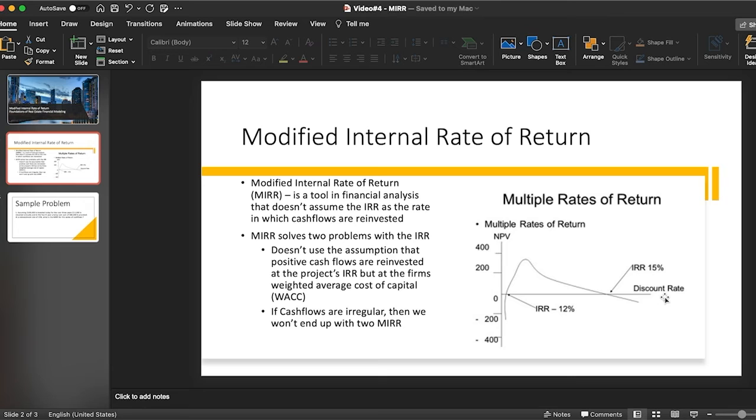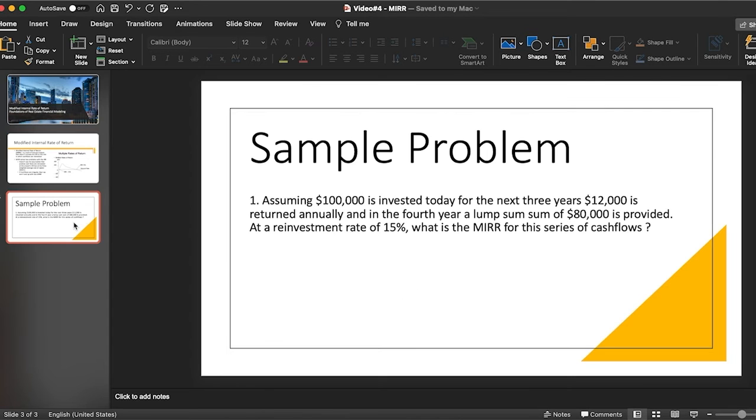So with that, guys, we're just going to jump into the sample problem for today. Assuming $100,000 is invested today, for the next 3 years, $12,000 is returned annually, and in the 4th year, a lump sum of $80,000 is provided. At a reinvestment rate of 15%, what is the MIRR for this series of cash flows?